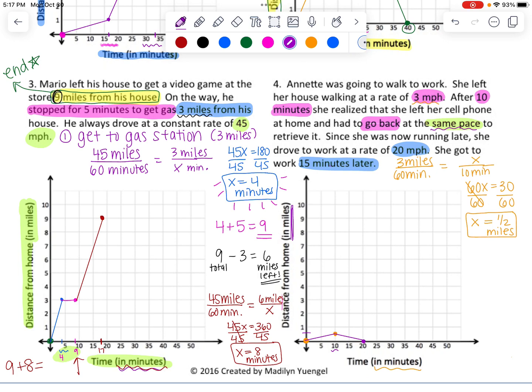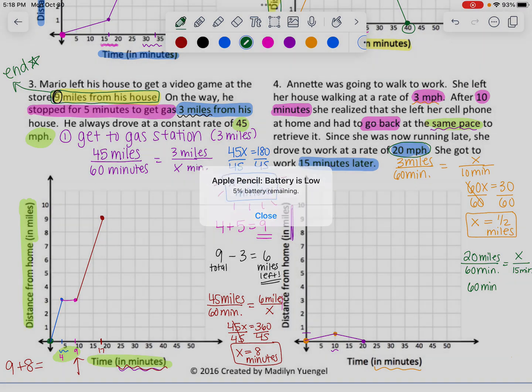Okay, now my last conversion, she's now running late for work. So now she's going to drive, which means she can go faster. She's going at a rate of 20 miles per hour. So I've got 20 miles in 60 minutes. I want to know if she got to work 15 minutes later, how far did she travel to get to work? So again, I'm going to cross multiply, whatever process you're going to use, to figure it out.